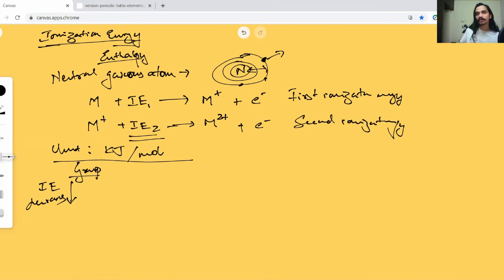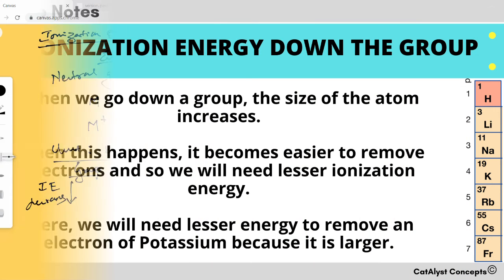Okay, as I go down, the bigger atoms don't need as much ionization energy as the small atoms do.